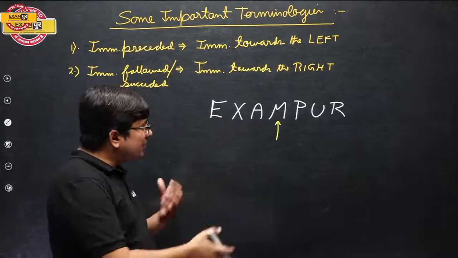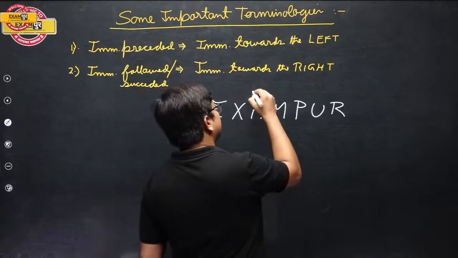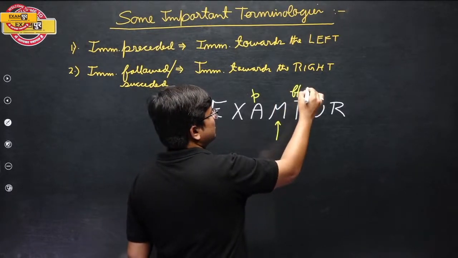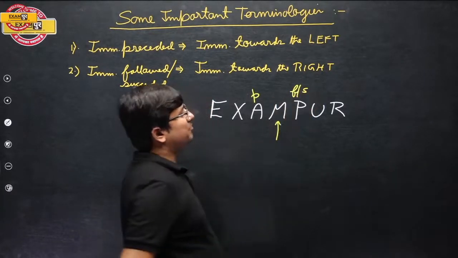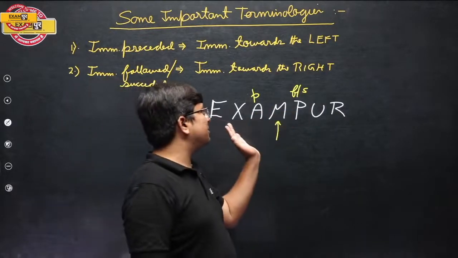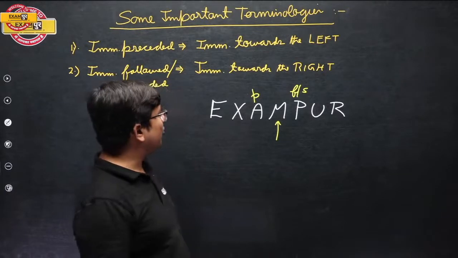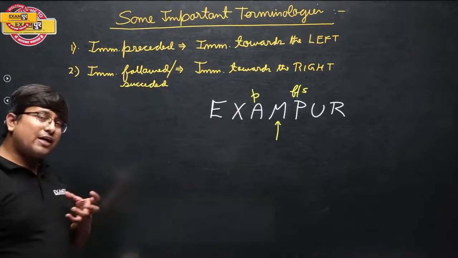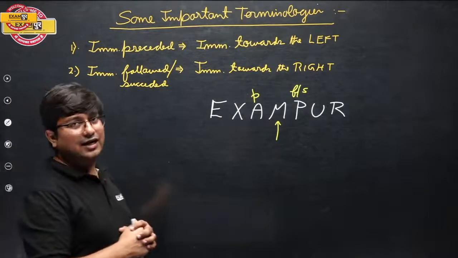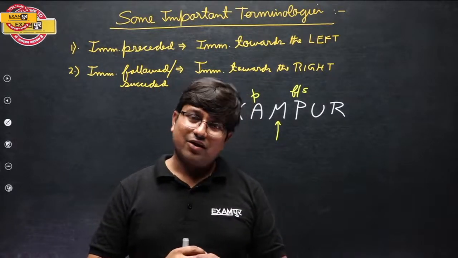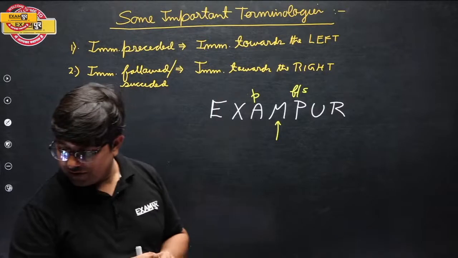the letter which immediately precedes M is A, and the letter which immediately follows or succeeds M is P. I hope it is very clear. So that means immediately preceded means immediately towards the left, and immediately followed or succeeded means immediately towards the right. All right, everybody? Now, moving ahead.